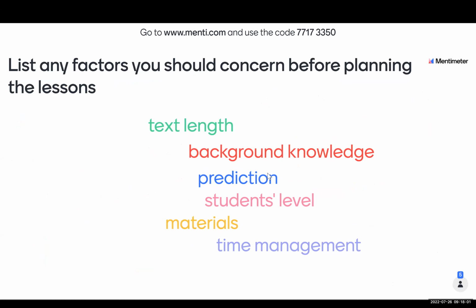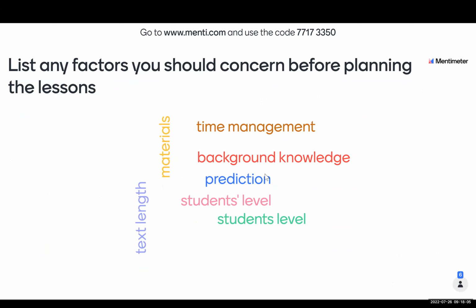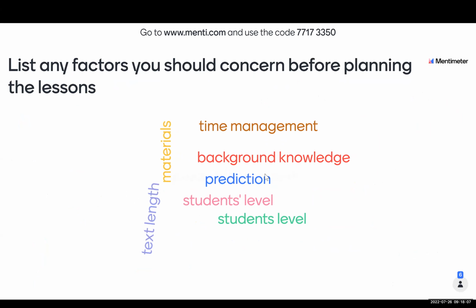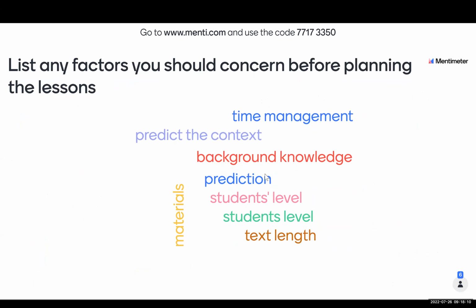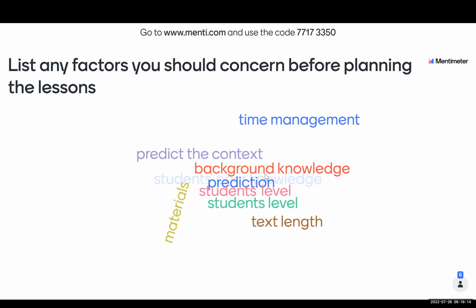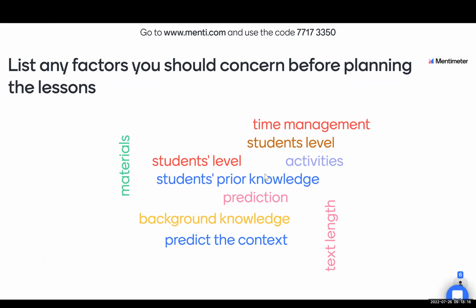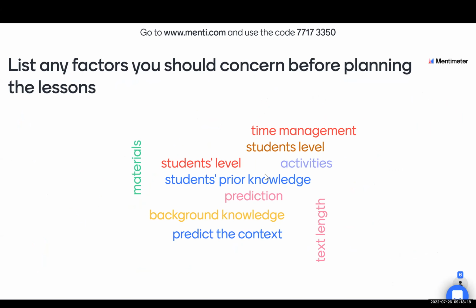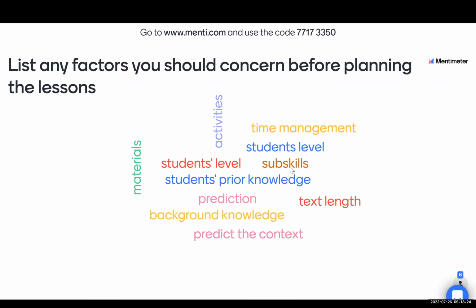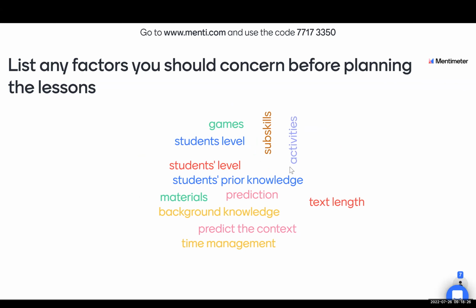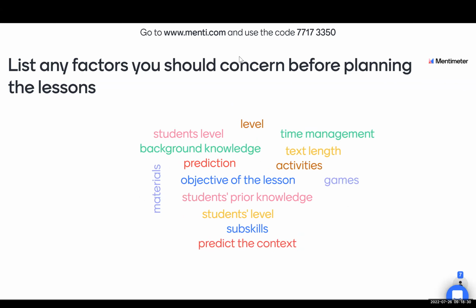Yes. The student level. Exactly. If we do not know the student level, we will choose the wrong strategy. Time management is crucial, especially in teaching high school. Predict the context. Okay. Nice. Activities. That's what we focus on today. What else? Sub-skill. Okay, let's see. Wonderful.